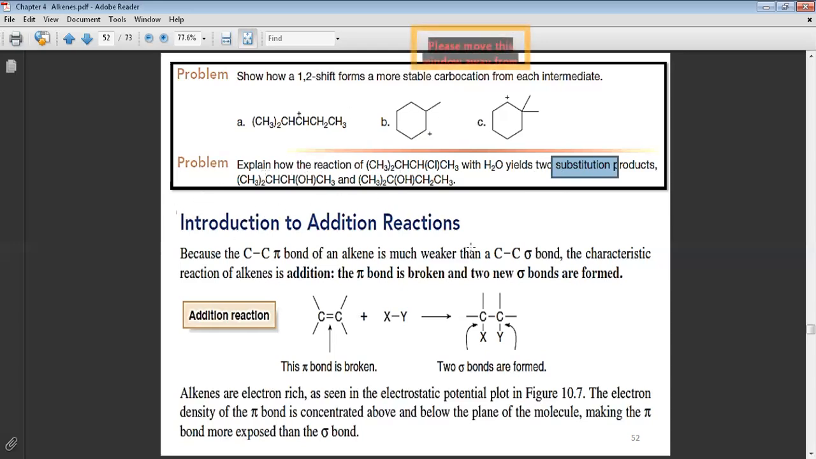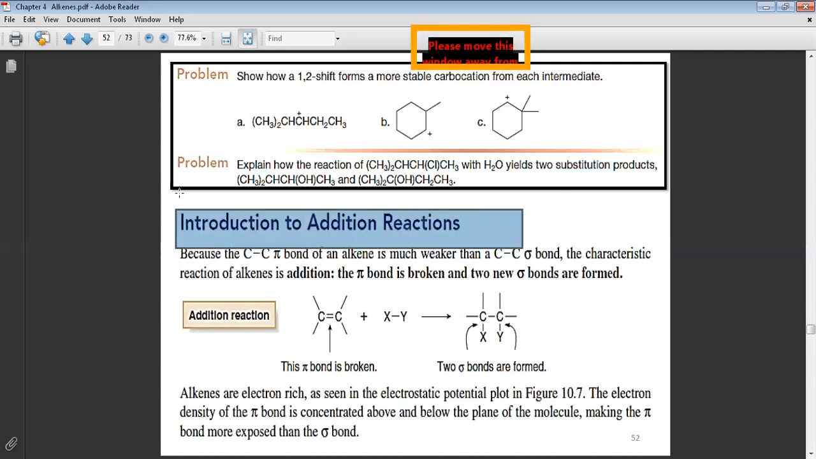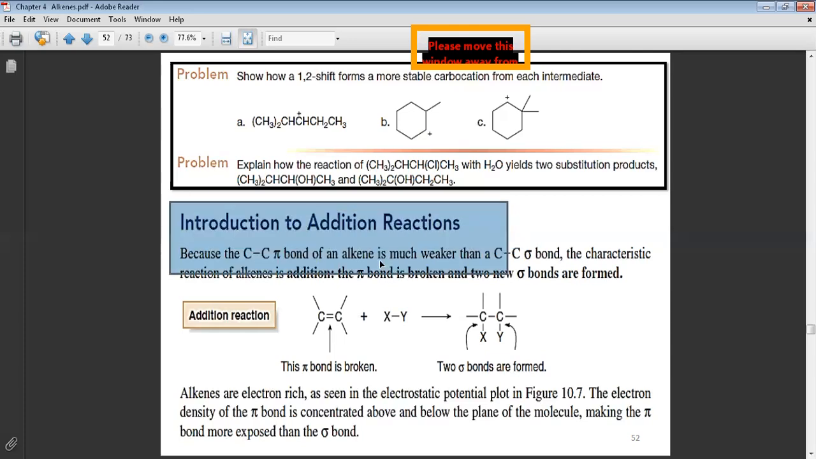Students, this is the introduction to the acid addition reaction. I will stop here at the introduction of the addition reaction. Inshallah, we will take that in the next lecture.